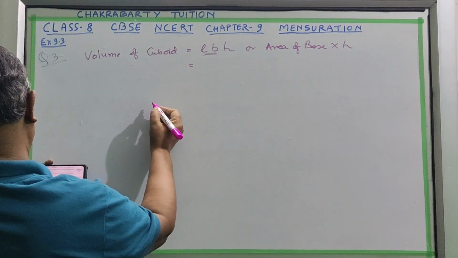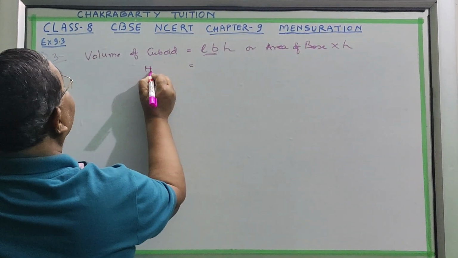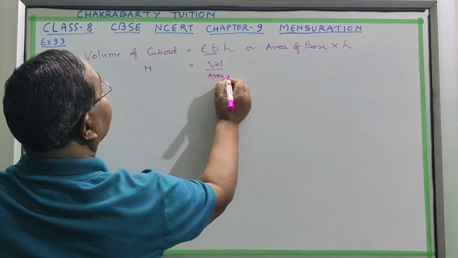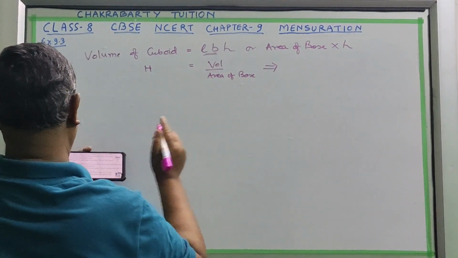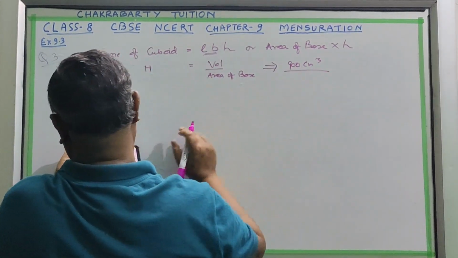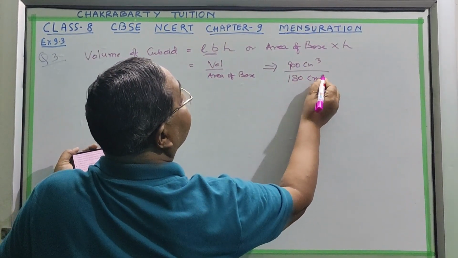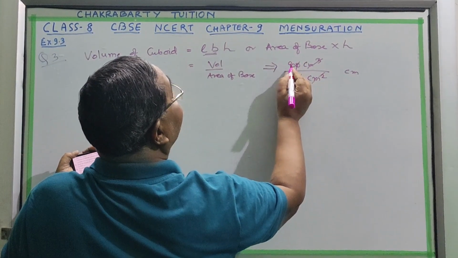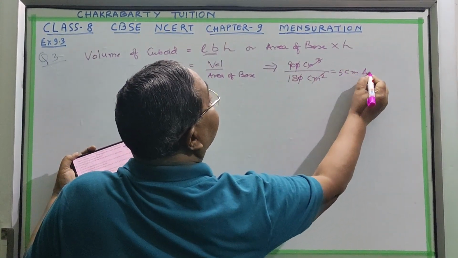So here in the question, find the height. So height will be how much? Height will be volume upon area of base. Here in the question volume is 900 cm cube and area of base is given 180 cm square. So cm will cancel and 18 5s are 90, so it is equal to 5 cm. This will be your answer.